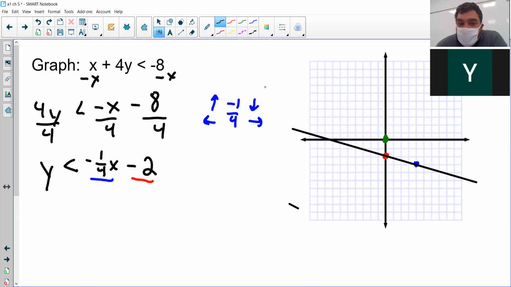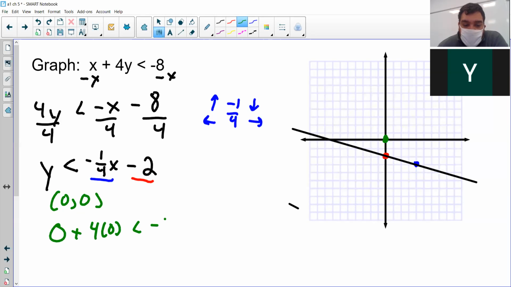But we're going to plug in 0, 0, and we're going to plug it into the original. So 0, 0 is our test, and we're going to plug it into the original. So 0 plus 4 times 0 is less than 8. All this on the left becomes 0, is 0 less than 8. This is false, or not true, or not a solution. No, whatever you want to put.